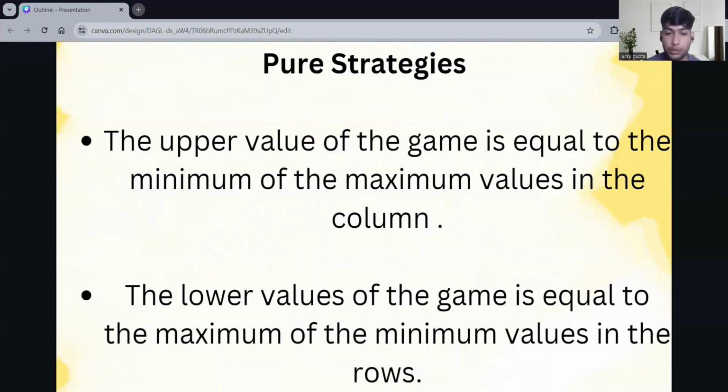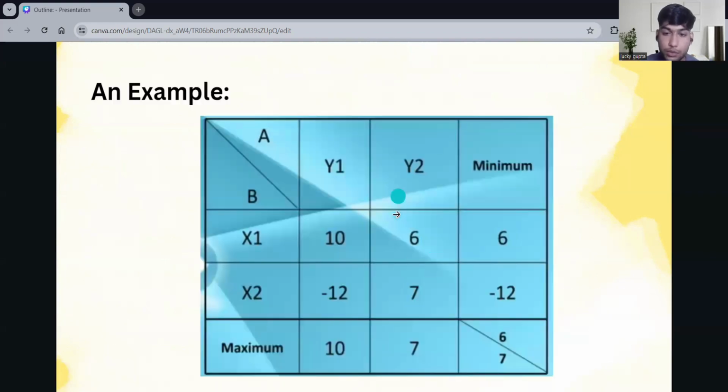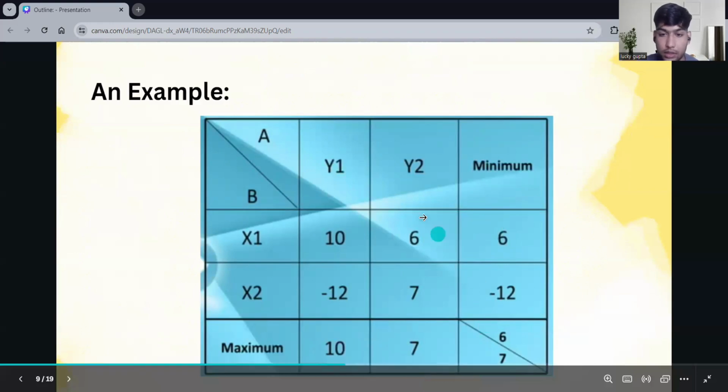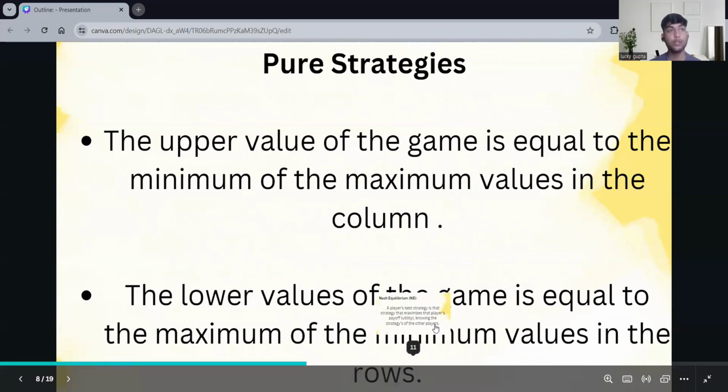And the lower value of the game is the maximum of the minimum values. Let's suppose we see this, and 7 here becomes the maximum. So the lower value is the maximum of the minimum values in the rows.